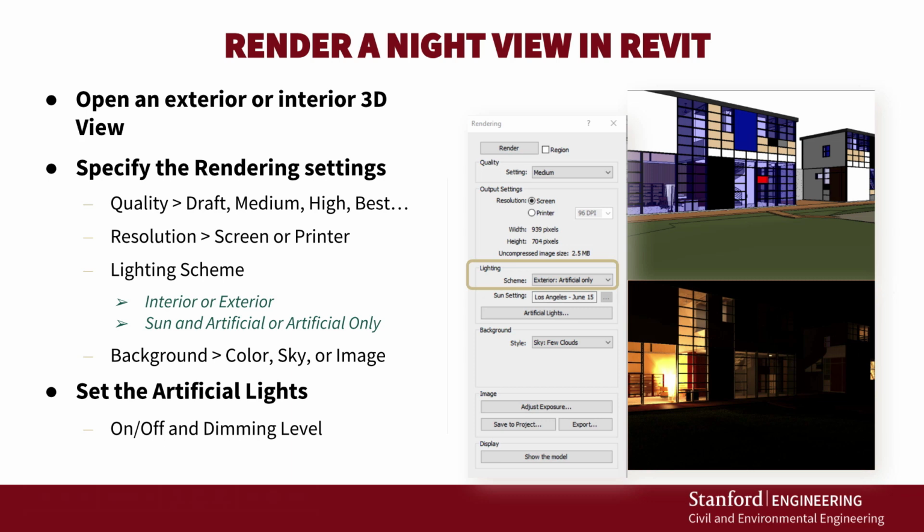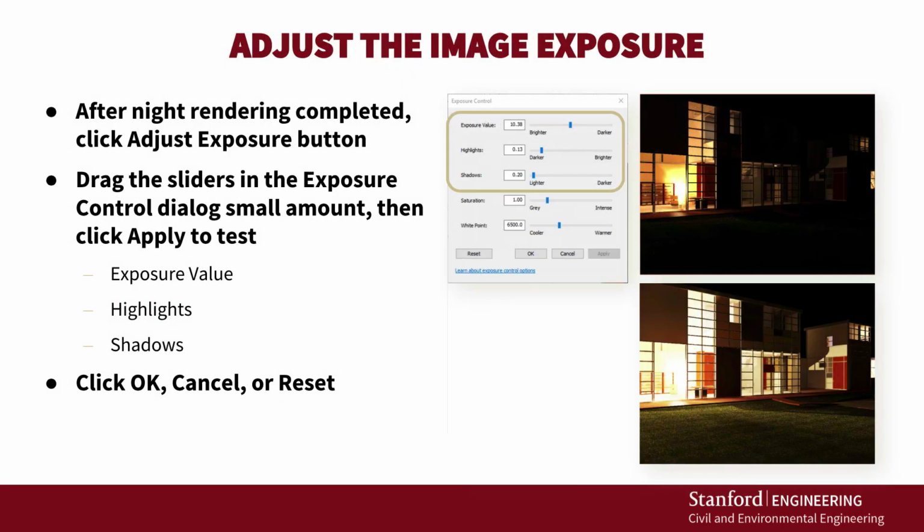Since it's nighttime and you will be using the artificial lighting as one of your primary light sources, be sure to pay attention to those artificial lights, turning them on and off as desired, and setting the dimming level to create the appropriate effect that you'd like to have in your rendered view. After rendering your nighttime view, you may find that you'll need to adjust the image exposure a bit to create just the desired lighting effect.